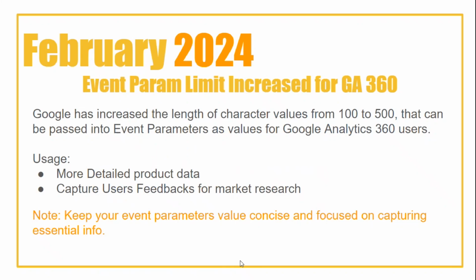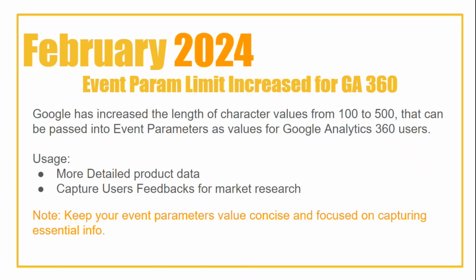Now let's move to the February 2024 updates. In February 2024, the first update was that GA4 increased the event parameter value character limit from 100 to 500, and that was specifically for Google Analytics 360 users.